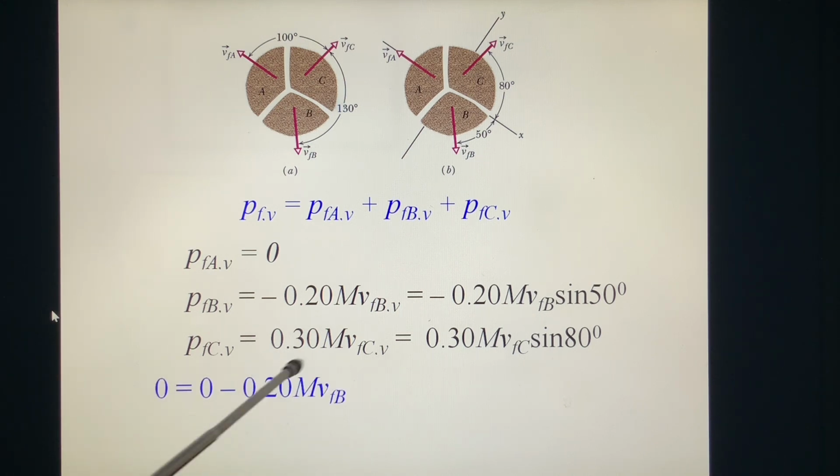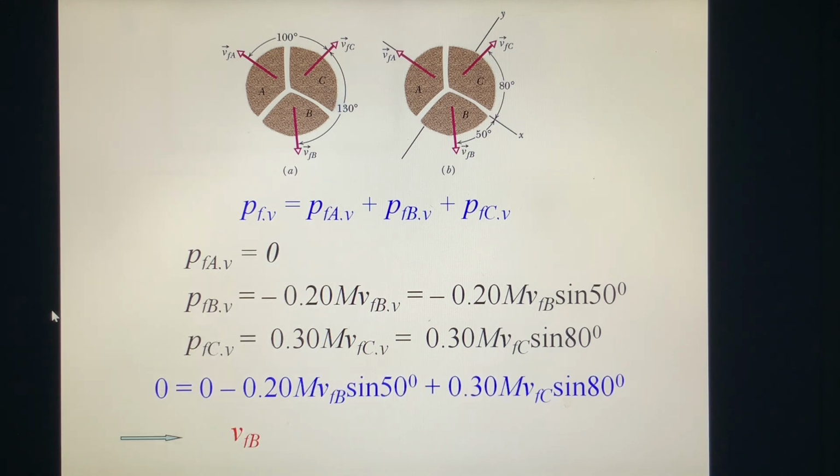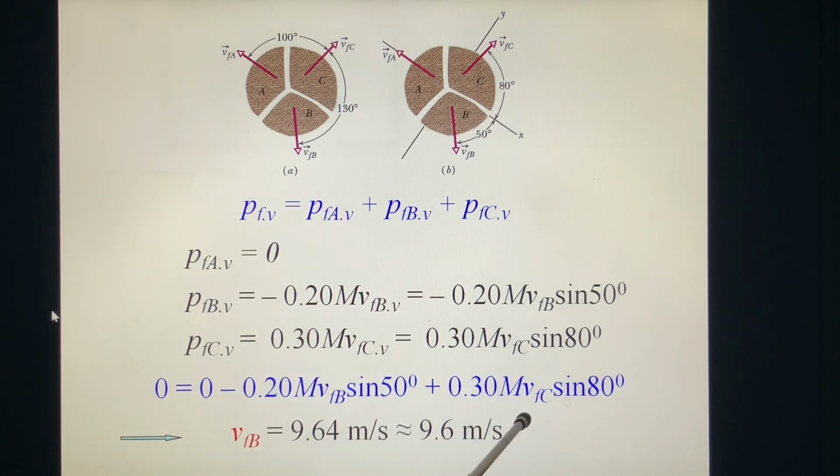And then we can find V final B, because V final C is given, so we can find V final B.